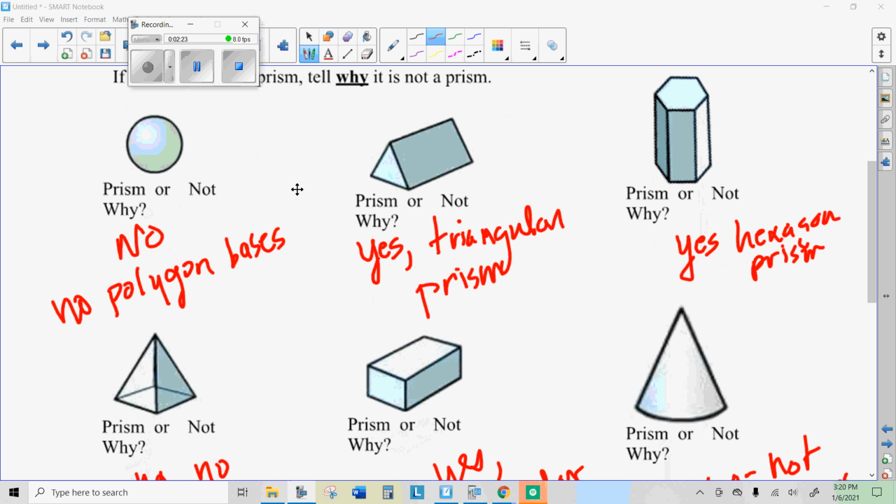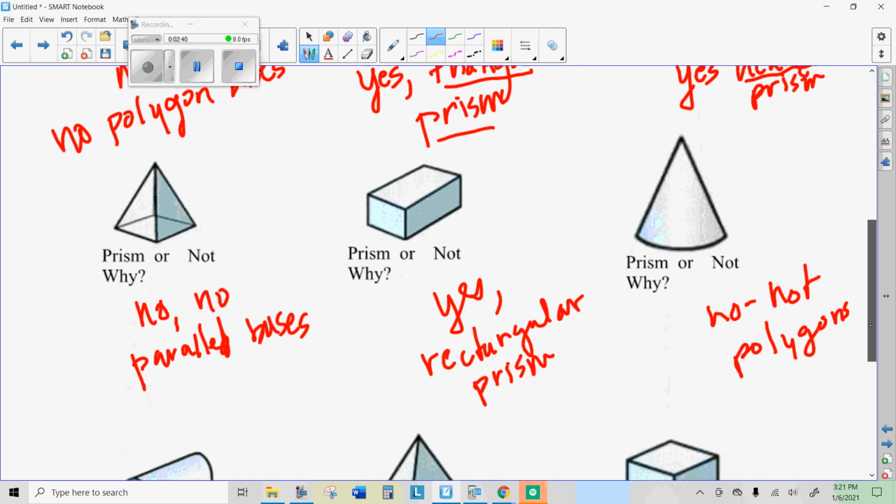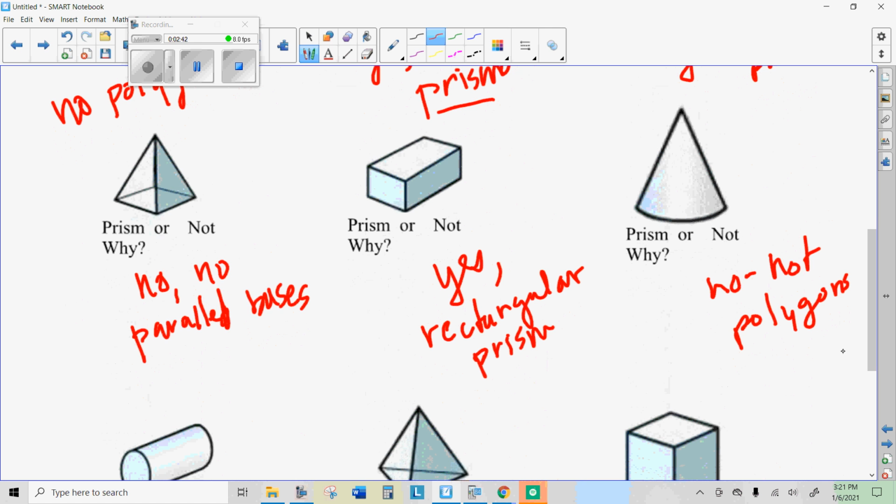All right, here are my answers. When I say yes, and I say triangular prism, I'm indicating that the triangles are the parallel bases. Okay, so in here the hexagons are the parallel bases that you need. So you can check out my answers and see if you agree with them.